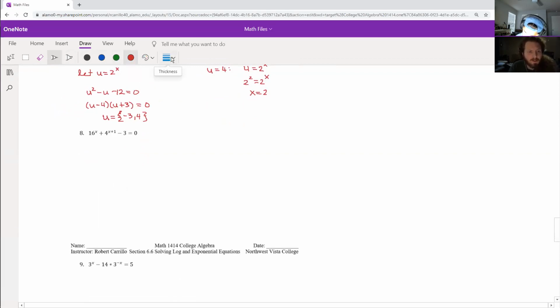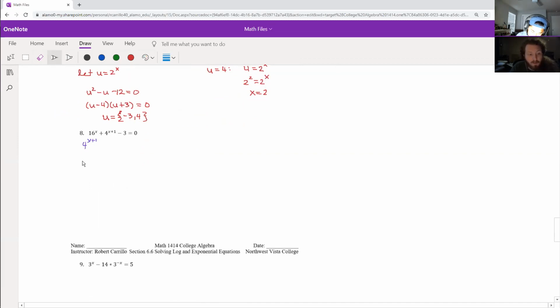Okay, so this one's another U sub. I want a different color. Let's do purple. This is what I'm noticing here. Same process as above, right? But check this out. 4 to the x plus 1 power, right?